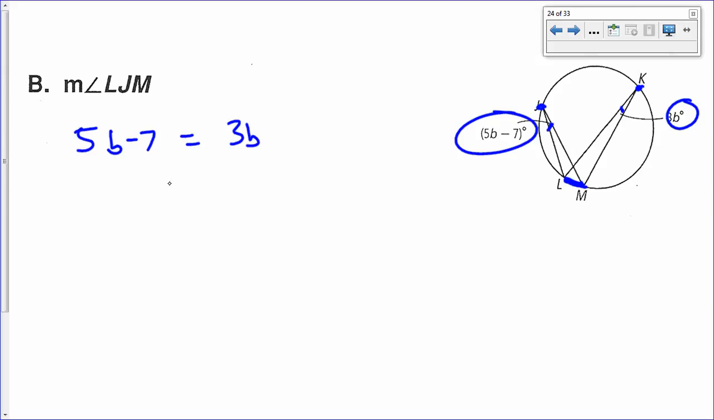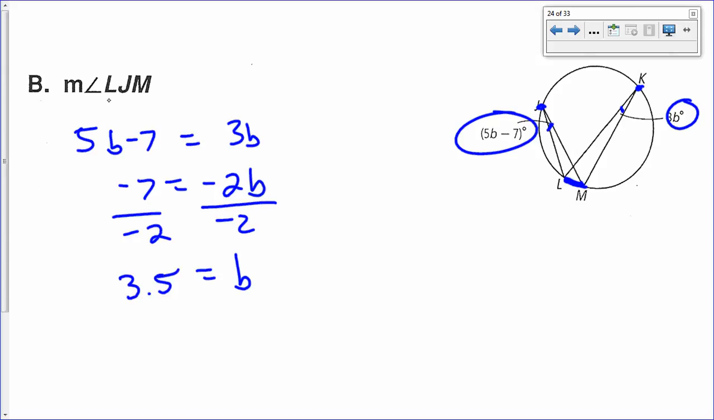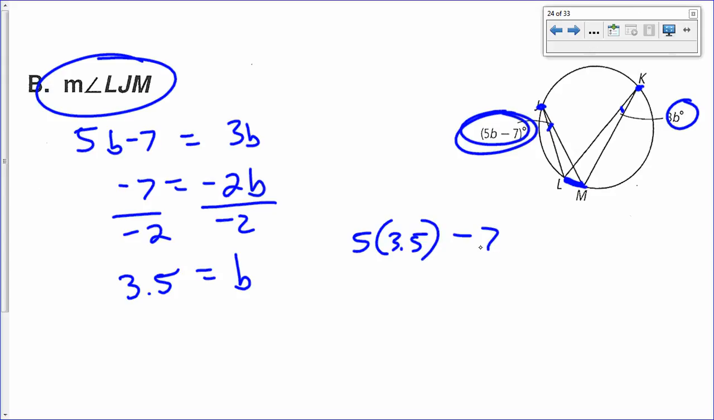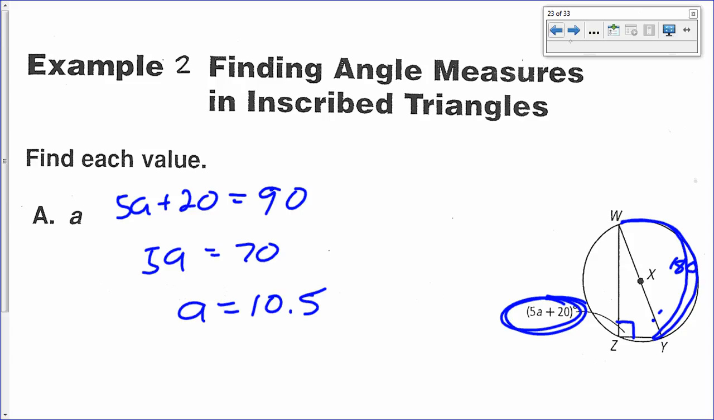So we're going to say 5B minus 7 equals 3B. And then we're just going to solve. We're going to subtract 5B. Negative 7 equals negative 2B. Divide by negative 2. So B equals 3.5. And then they want you to find LJM. LJM is this one right here. So we're going to do 5 times 3.5 minus 7. And that is going to be, I have it on my paper here, 10.5.